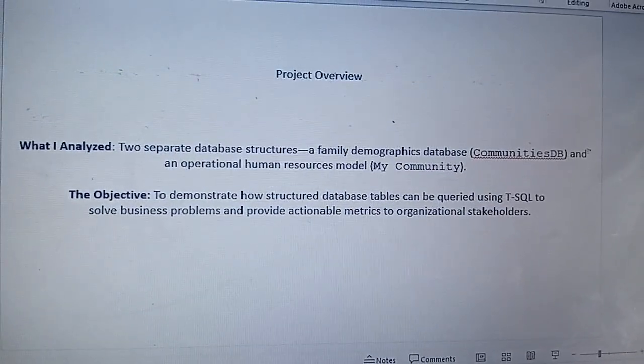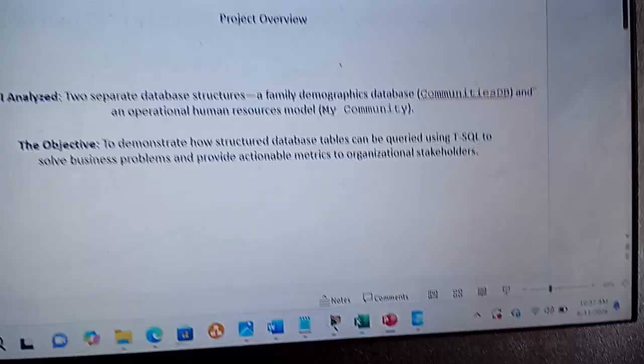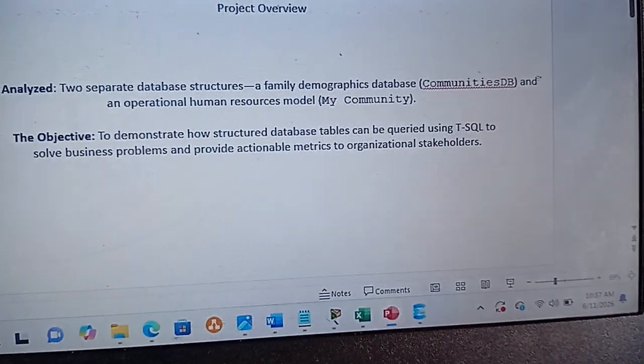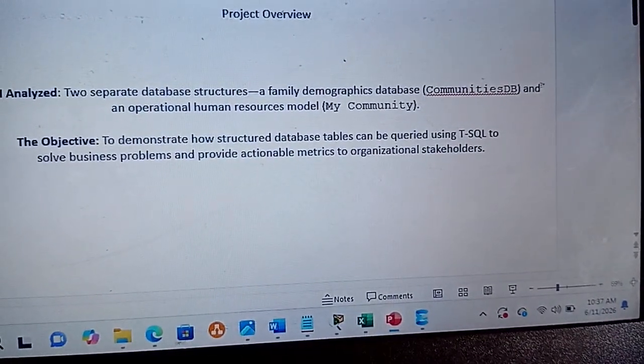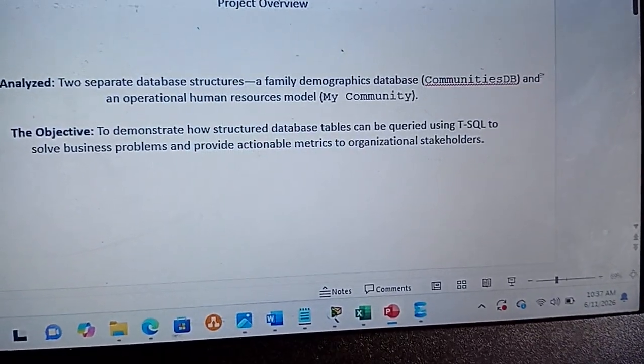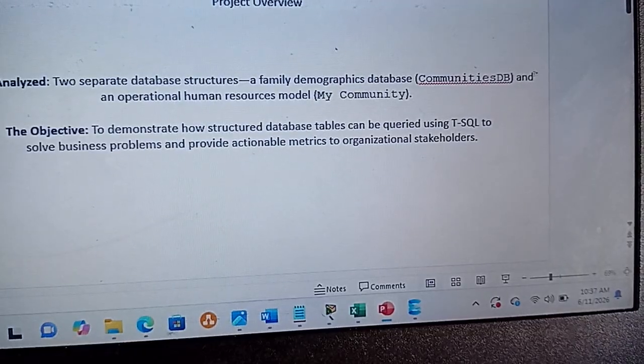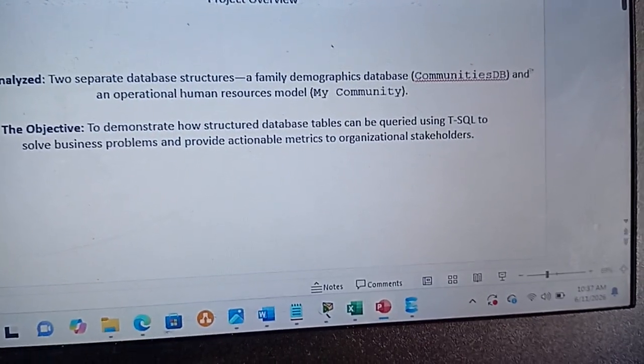For this project, I performed data analysis across two distinct community structures. The first is a family demographic model stored within my community's DB. The second is an enterprise human resource database representing an employee management tracking system.